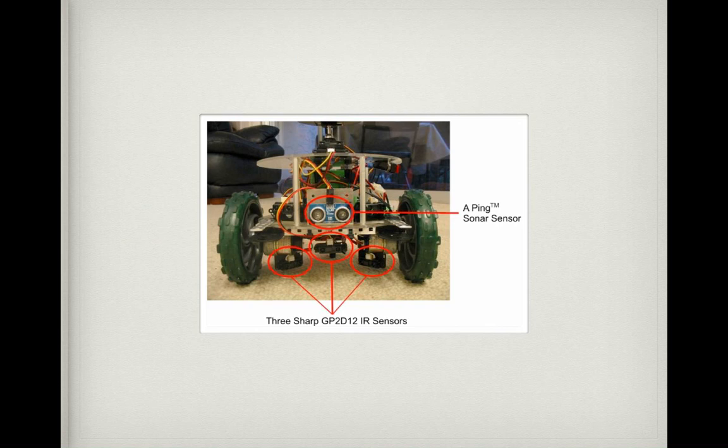In this picture, it's a simple robot, and three sensors on the bottom, the infrared sensors, are shown, as well as a sonar sensor, which is also another viable alternative.